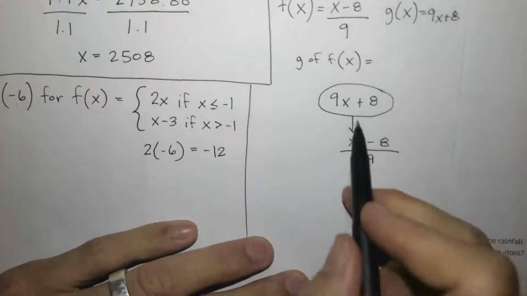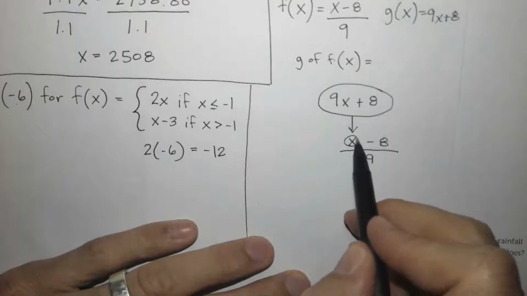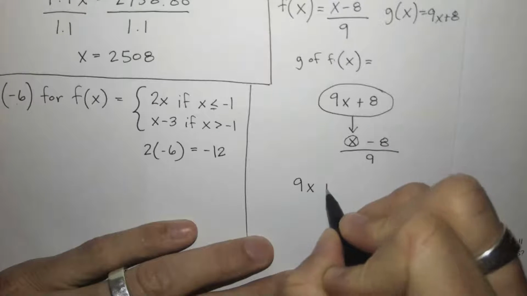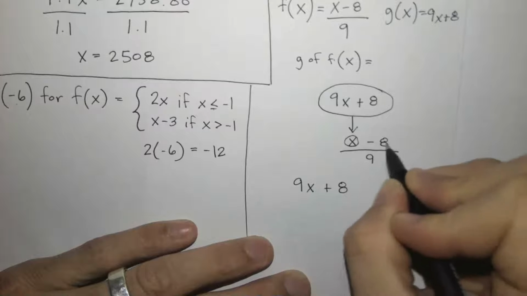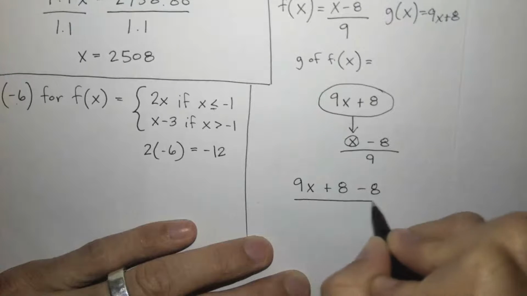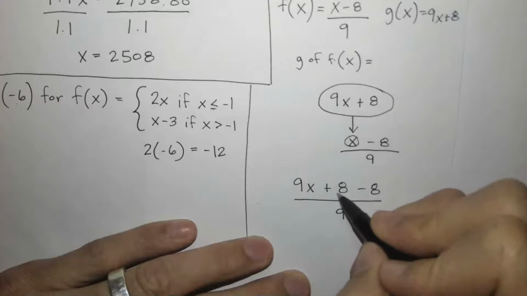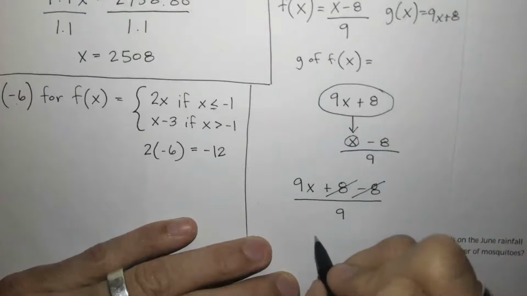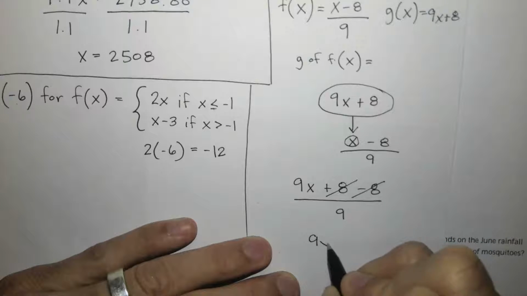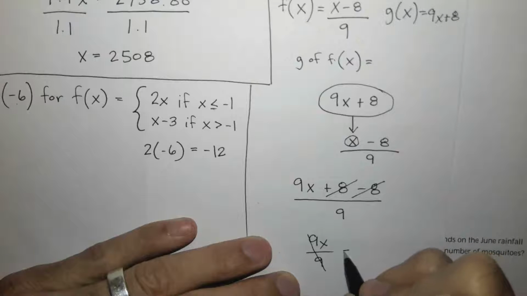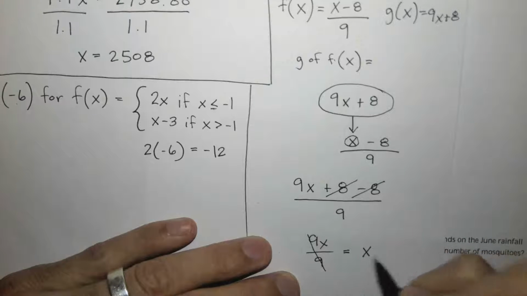Okay, so we're substituting these things out. So we're going to have 9x plus 8, then minus 8, sorry, over 9. Now these two cancel away, and all we're left with is 9x over 9, and the 9's cancel away too. So that's just going to leave us with x, and that's our answer.